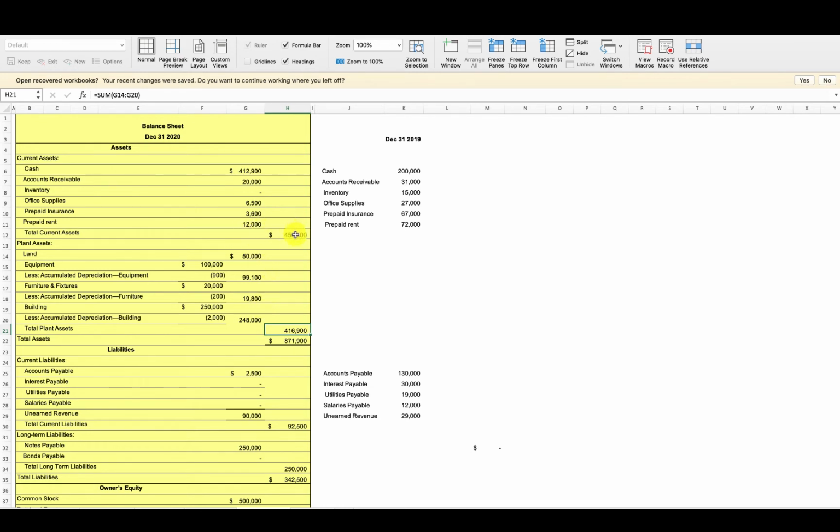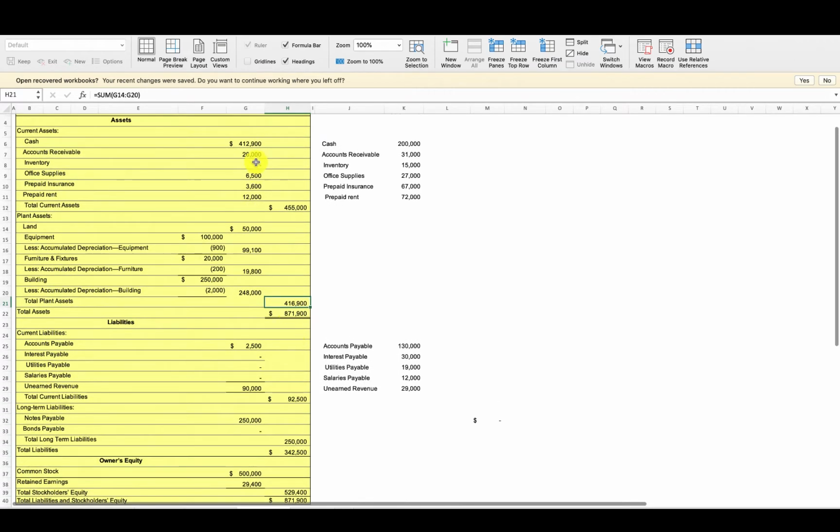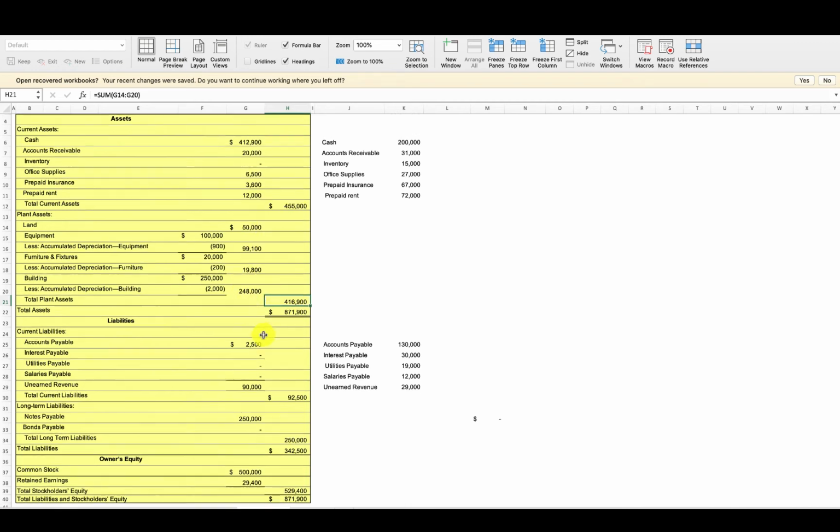Now I take my current assets of 455 plus my plant assets of 416,900. I add those two together and I get 871,900, and that is my total assets. Again, all of these numbers you just get straight from the trial balance. Anything that's 0 is a 0. Make sure anything that's accumulated depreciation, you put a minus sign or parentheses in front of it. You take the net of the equipment and the accumulated amount, the furniture and accumulated amount, and the building and accumulated amount. These are all the net numbers because they have accumulated depreciation taken out. You add all of them together and you get your total plant assets.